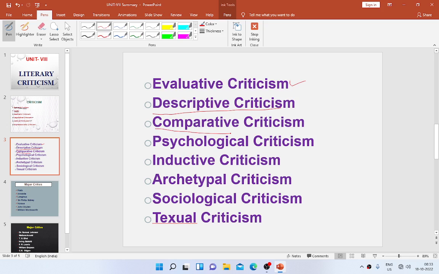Comparative criticism aims to evaluate a work by comparing it with other works. It was disseminated by Matthew Arnold. For example, Iliad by Homer may be compared with Mahabharata.